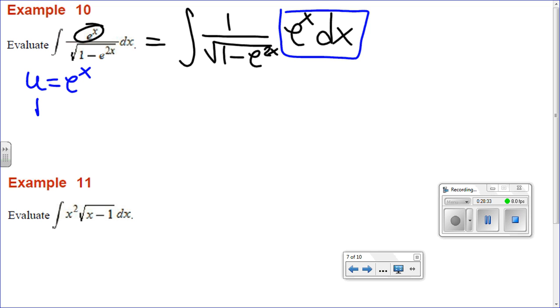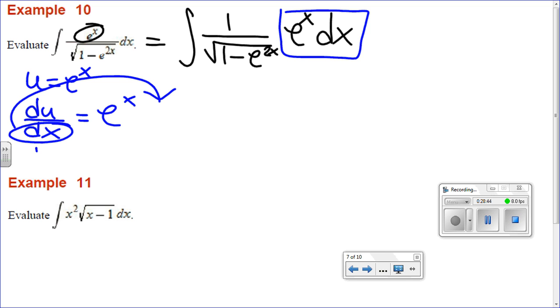So then du dx will be e to the x because the derivative is the same. But we need e to the x times dx, so I'm just going to take this dx across. So it will be du equals e to the x times dx. So sometimes you choose u to be the easy part.